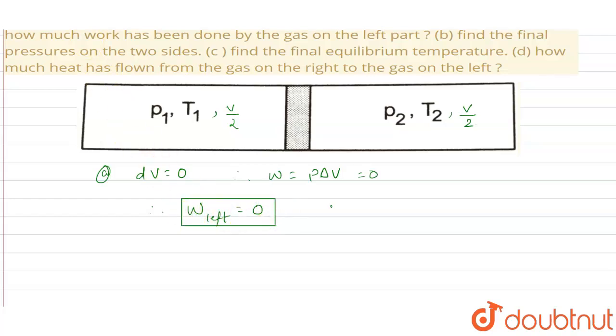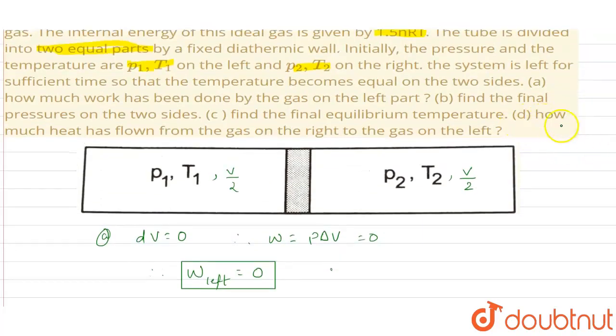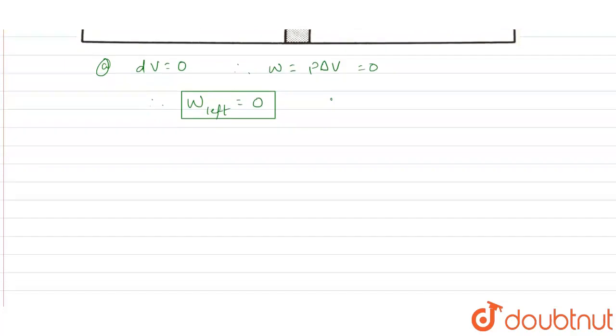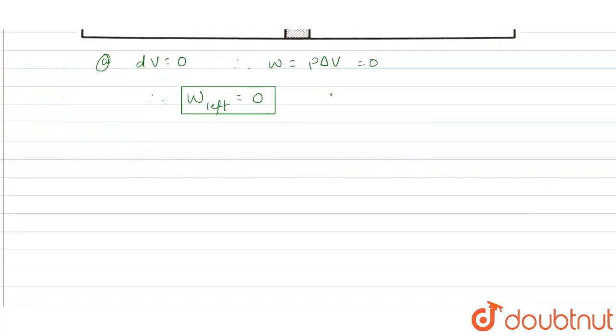Now in the second part we have to tell the final pressure on the two sides. Okay, to get the final pressure we have to do some calculations. Let us see what calculations we have to do. First of all, on the left side, let the total number of moles be N1, and on the right side the total number of moles will be N2, correct?